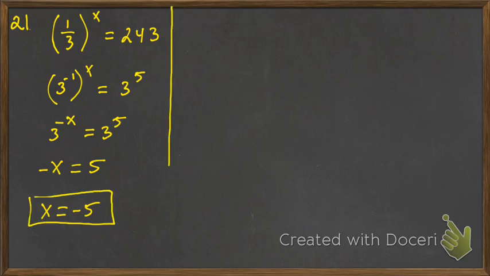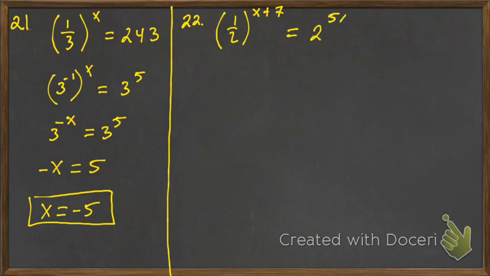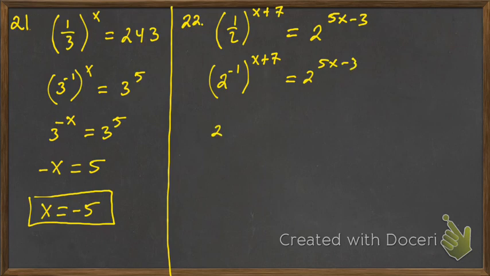Okay. All right. How about 1/2 raised to the x plus 7 is equal to 2 to the 5x minus 3. Same thing as the number 21 there. If I recognize that 1/2 is 2 to the minus 1, I'm going to have a much easier time doing this. So 2 to the minus 1 raised to the x plus 7 is equal to 2 to the 5x minus 3. So we're working on getting those same bases.